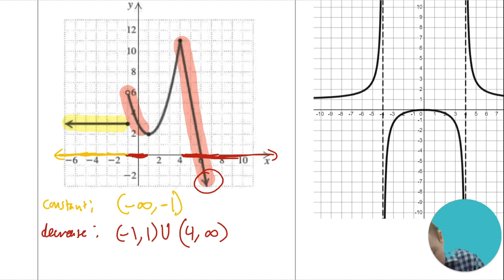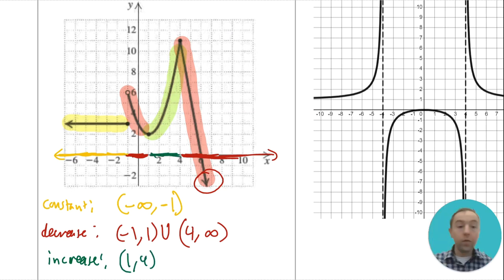And then of course, as you can see, there's just this little part right here that's going uphill from left to right. So you'd be able to specify that interval in which it's increasing, which is going really between 1 and 4 on the domain of that function.